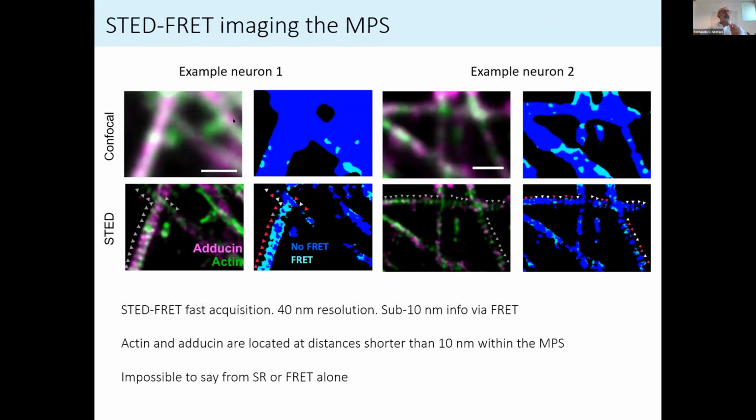And this is what we did here using the membrane associated skeleton of neurons as an example, and we could detect molecular interactions in subdiffraction regions of the sample. And this is something that is impossible to obtain by super resolution alone or by FRET measurements alone. You need to combine the two.